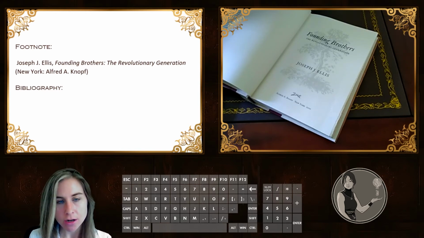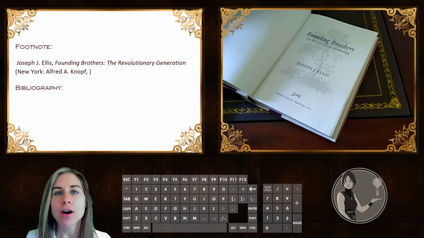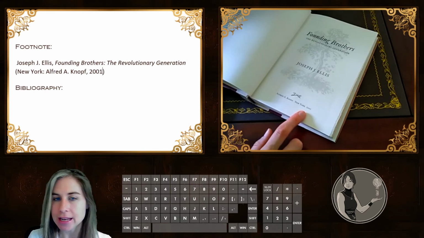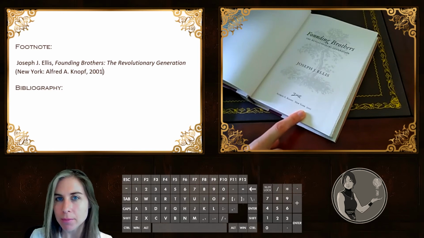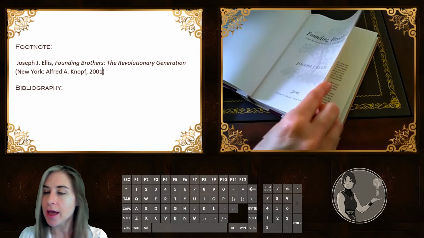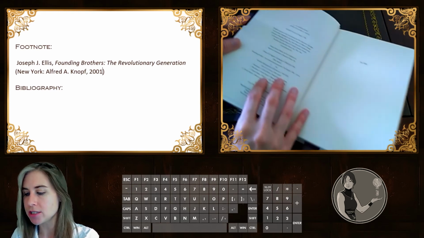After the publisher, you put a comma, and the comma separates the publisher from the year, in this case 2001. Now, a lot of times you will actually get no date for the publication on the title page, and you'll have to go to the copyright page to see that.